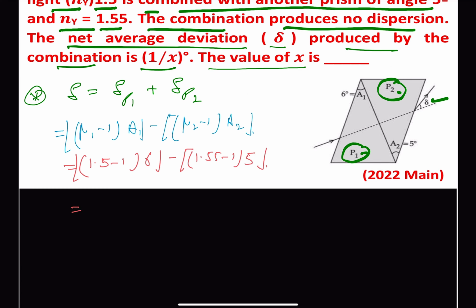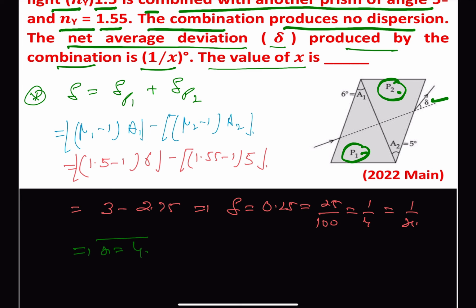So this will be equal to 3 minus 2.75. So we get that our deviation will be equal to 0.25, and in terms of fraction this will be 25 on 100, that is equal to 1 by 4, which is given as 1 by x. So we can say that our x is equal to 4. So the value of x comes out as 4.